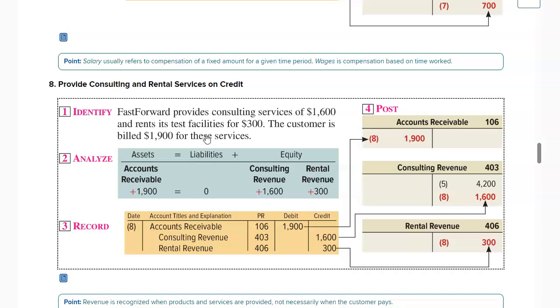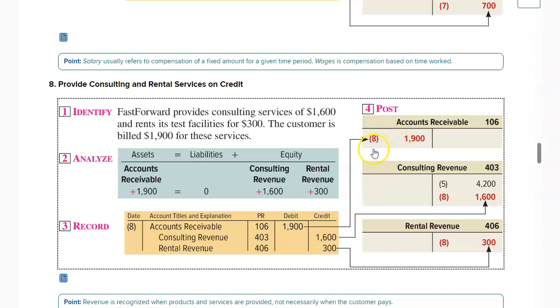That would be accounts receivable. Accounts receivable is an asset with a debit balance. You see it on the left side of the equation over here. Consulting revenue and rental revenue are both equity accounts with credit balances, or the right side, since they're on the right side of the equation. So I'm going to debit accounts receivable first, $1,900, and credit the individual revenue accounts, $1,600 for consulting revenue and $300 for rental revenue.